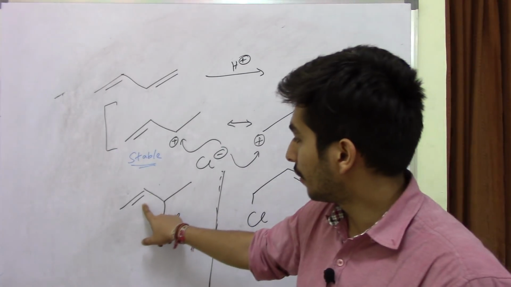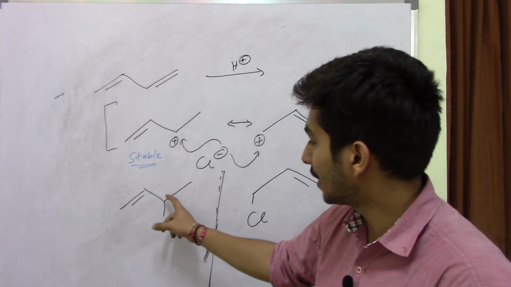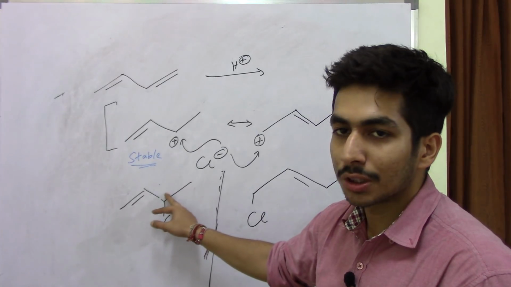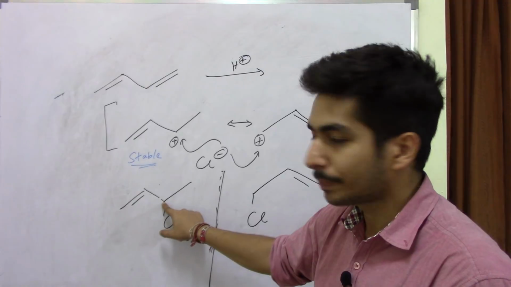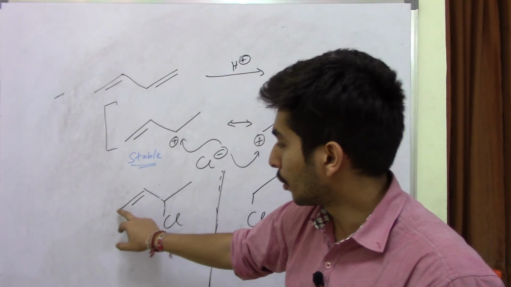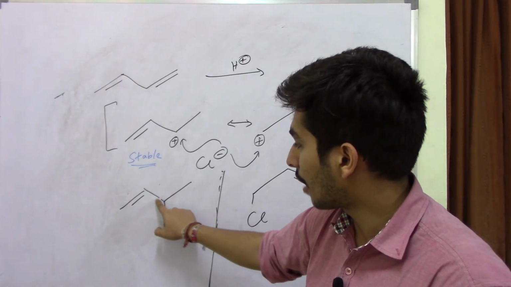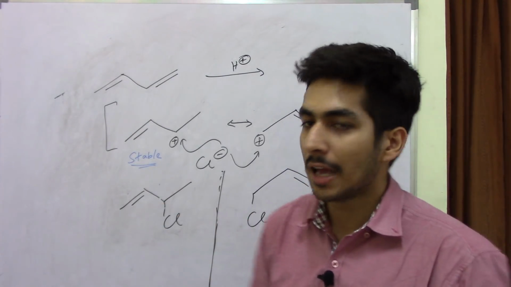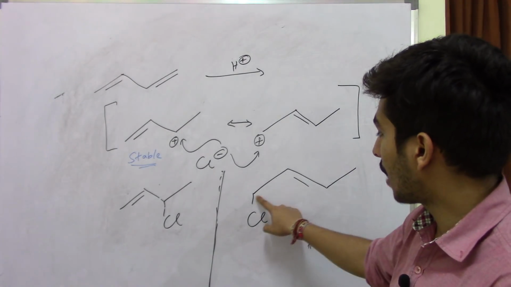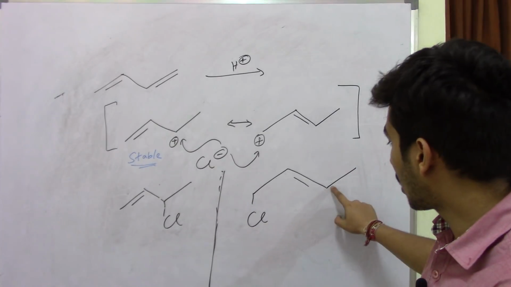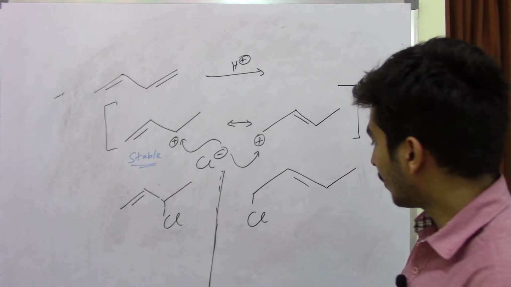Well, in this one, the alkene is a mono-substituted alkene. What do I mean by mono-substituted? There's only one carbon group attached to this alkene, because over here we have two hydrogens, so there's no substitution, but over here we have one carbon attached, so this is a mono-substituted alkene. Whereas this particular case is a di-substituted alkene, because we have a carbon attached on this side as well, and a methyl group attached on this side as well. So this is a di-substituted alkene, and this is more stable.